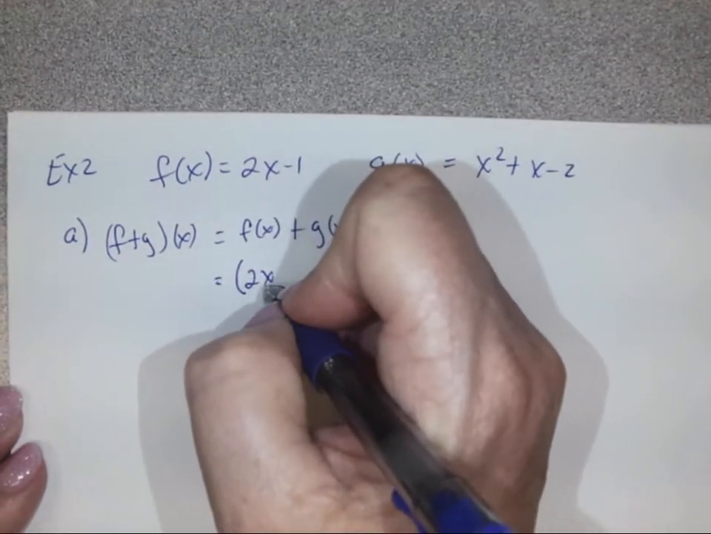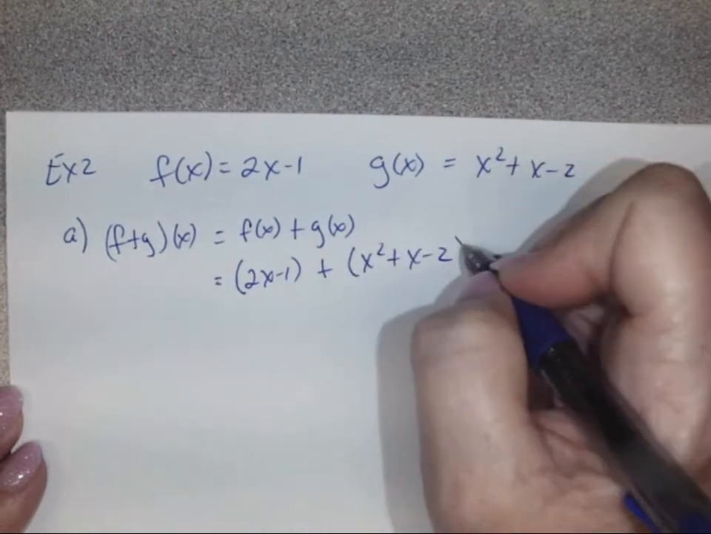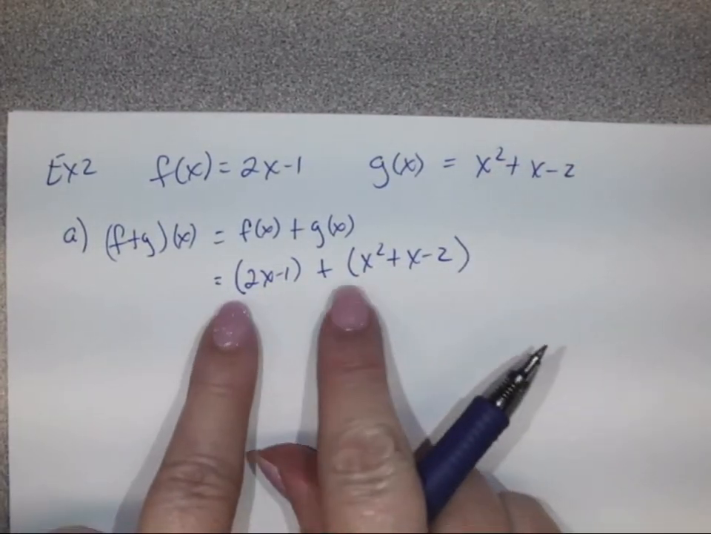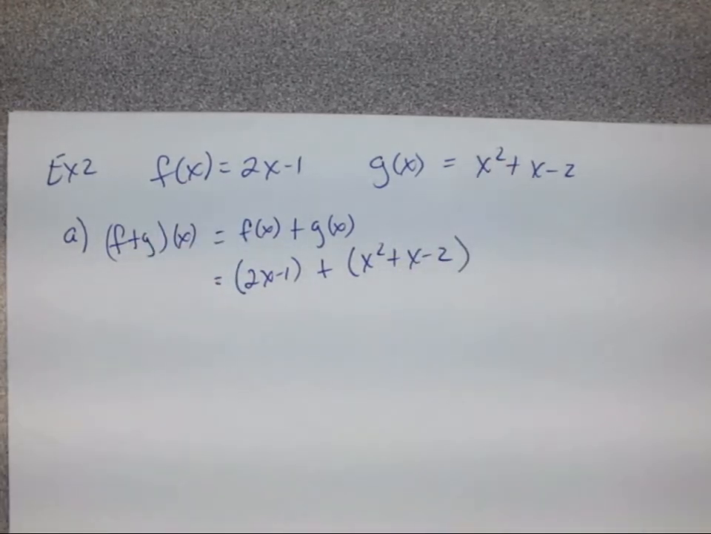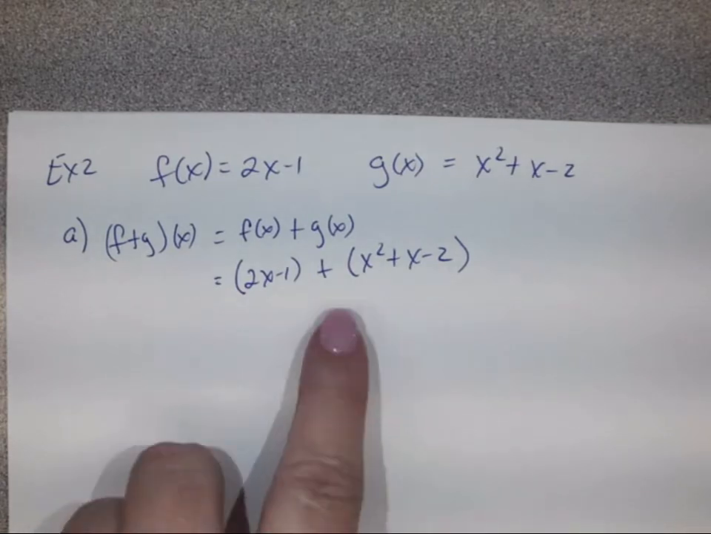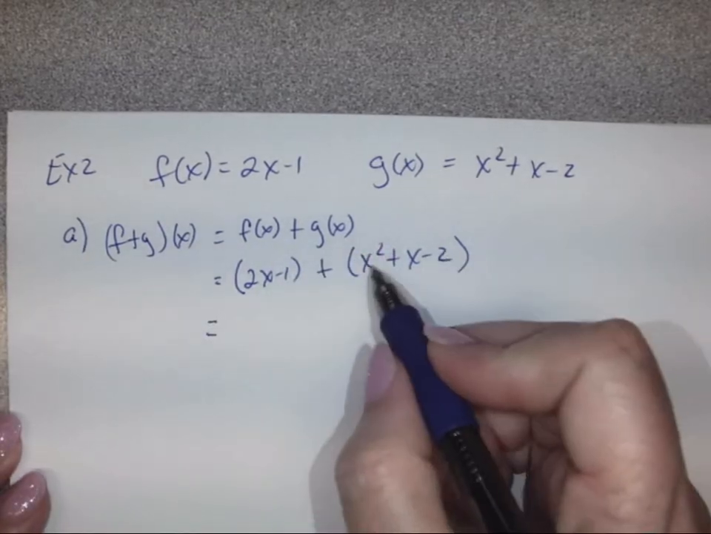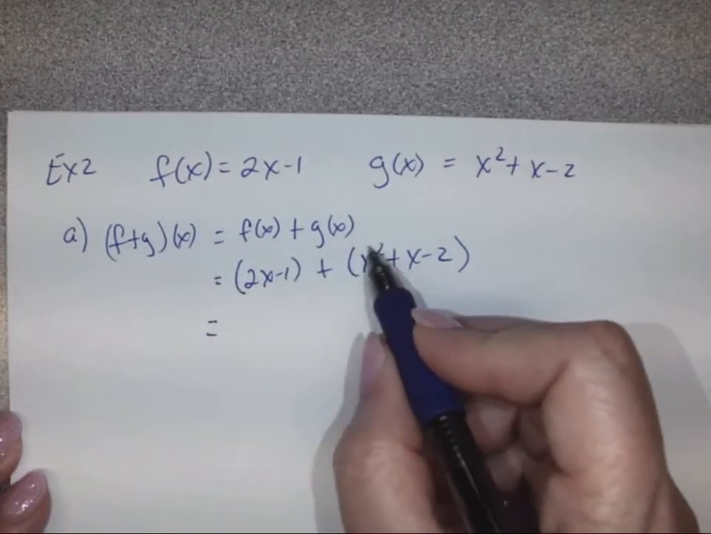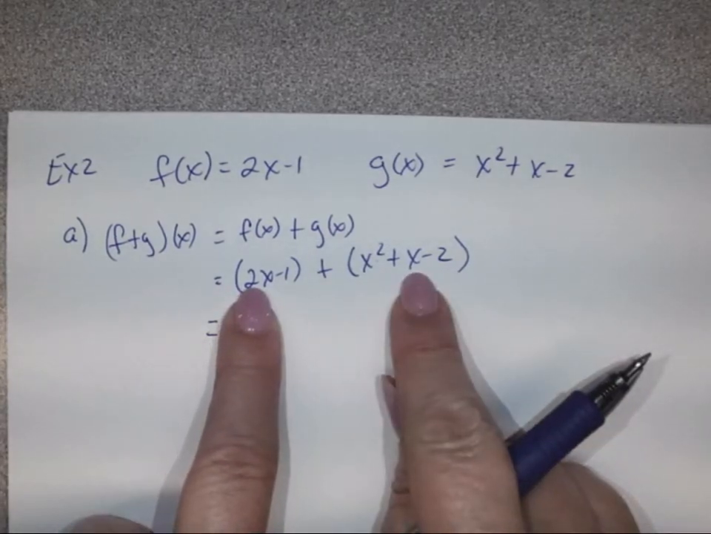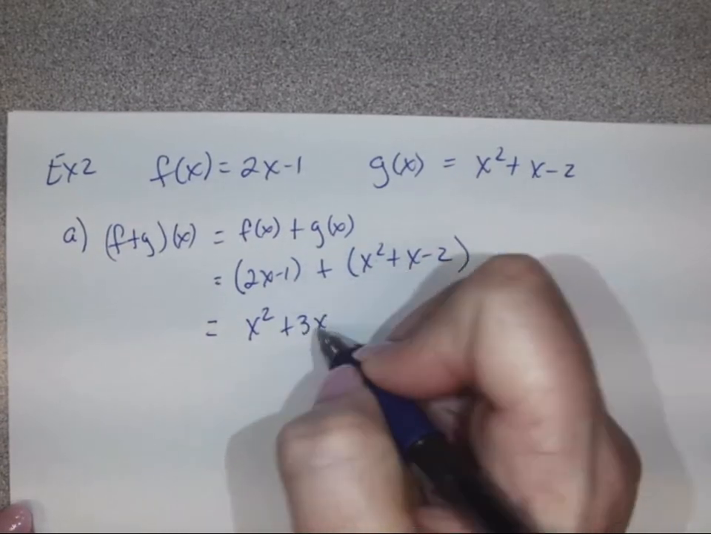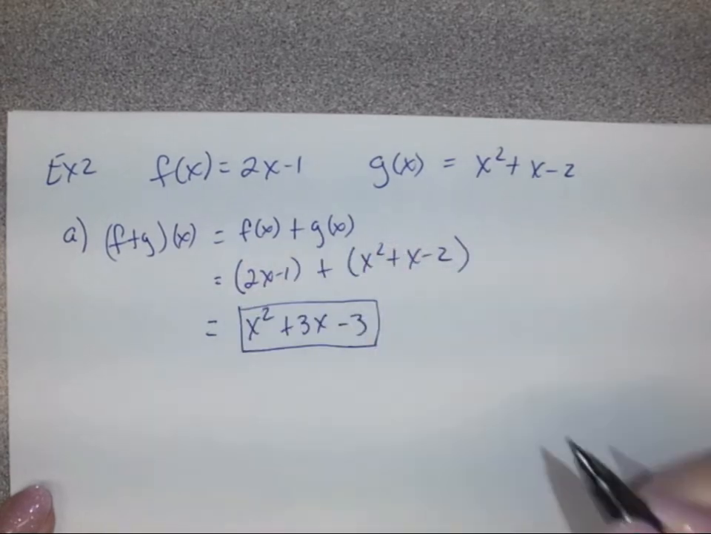I'm going to write it with parentheses just so you can see where each function is. So the parentheses don't mean anything. I'm just grouping them so you can see this is f of x and this is g of x. So now, because the parentheses don't matter in this case, there's no multiplication or anything, I'm just combining like terms. So I have a 1x squared part right there. So I have x squared. I have a 2x and a positive x. I'm combining like terms. That gets me 3x. And a negative 1 minus 2 would be minus 3. And this would be my answer.